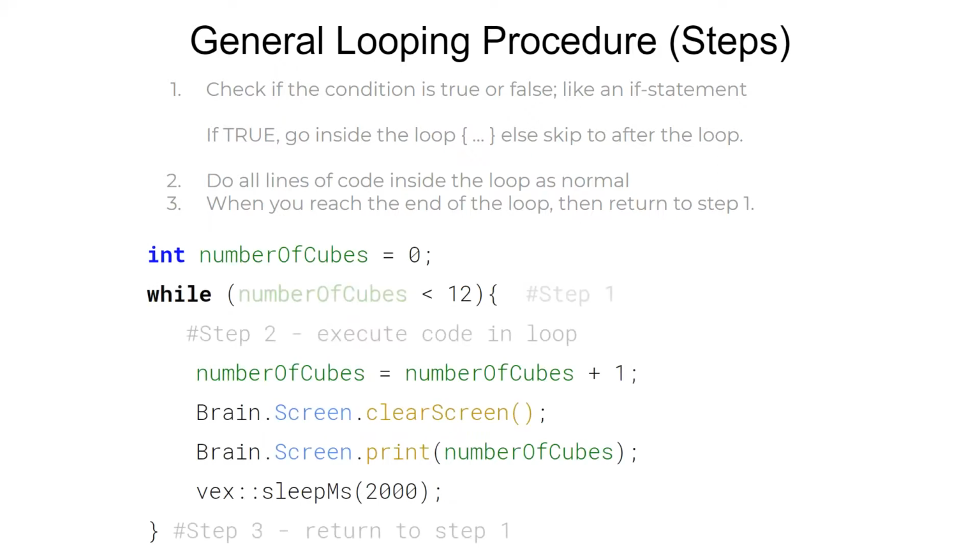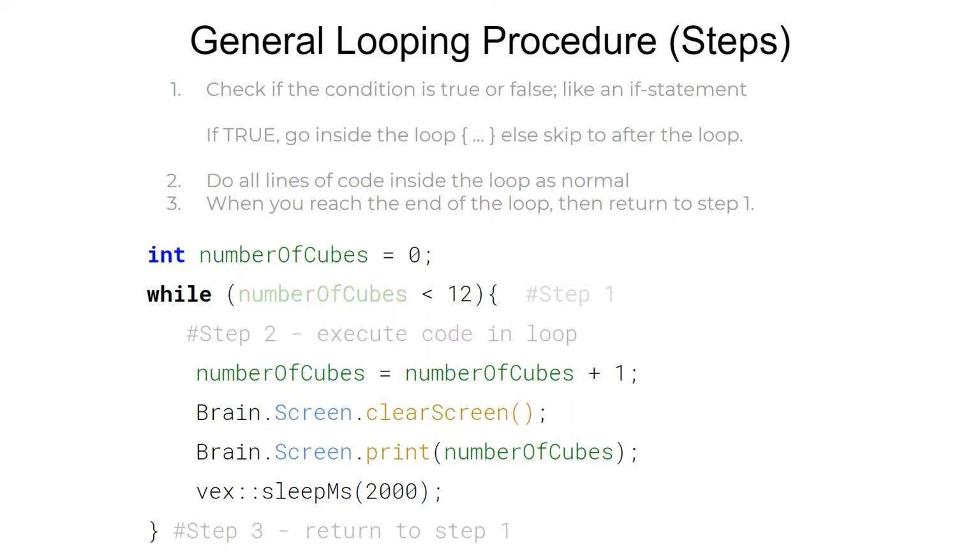So if we look at this code, we have basically what's called a while loop, where we have a number of cubes that starts at 0, and while the cubes are not greater than 12, we keep going. And inside the loop, we add 1 to the number of cubes, and then we also display this on our brain screen. So we could pretend that this is actually intaking cubes, perhaps, and showing on the screen that, okay, now I have 1, now I have 2, now I have 3.